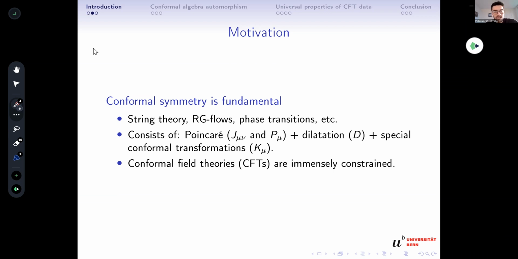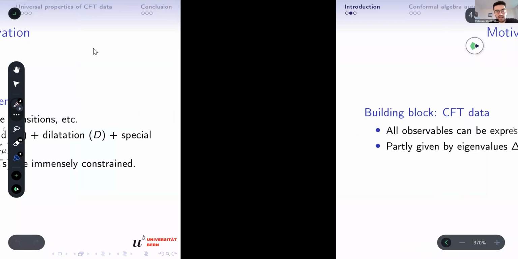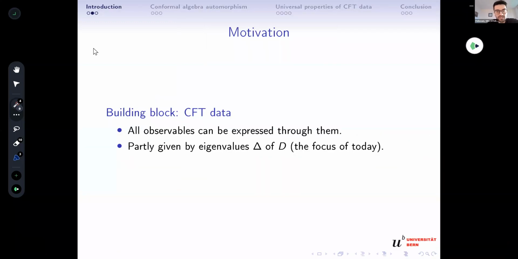And if you require your theory to be invariant under the conformal group, it happens to be immensely constrained, like so much constrained that actually the problem of solving or computing anything in a CFT, in conformal field theory, reduces to the problem of computing a set of building blocks, which we call the CFT data. And so accessing those data, right, those building blocks, is a fundamental problem in theoretical physics. And there has been many different techniques developed in recent years, and I will try at the end of my talk to present one of such techniques.